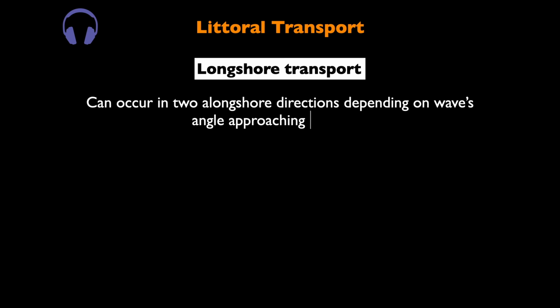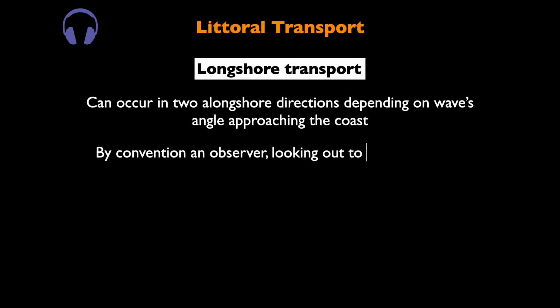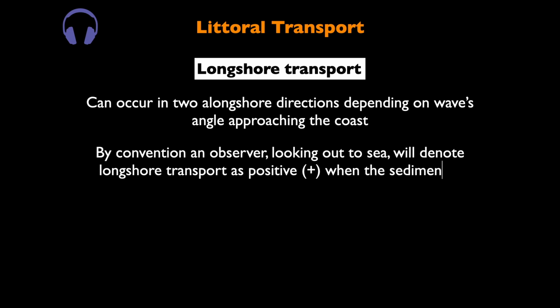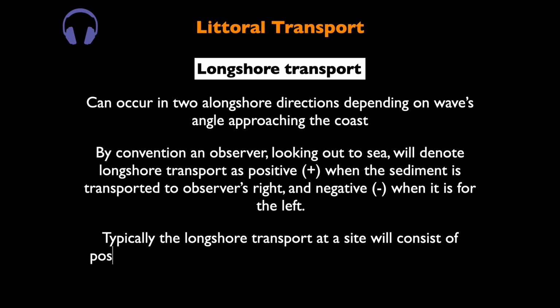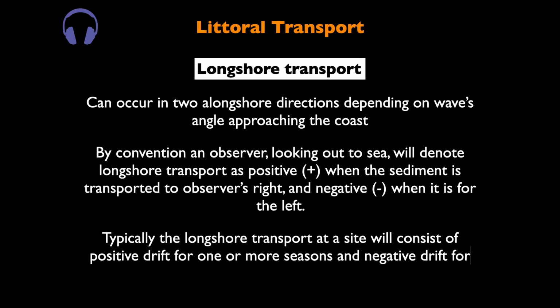The longshore transport can occur in two alongshore directions depending on the wave angle approaching the coast. By convention, an observer looking out to the sea will denote longshore transport as positive when the sediment is transported to the observer's right and negative when it's to the left. Typically, the longshore transport at a site will consist of positive drift for one or more seasons and negative drift for the remainder of the year.